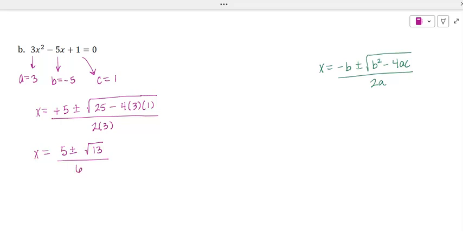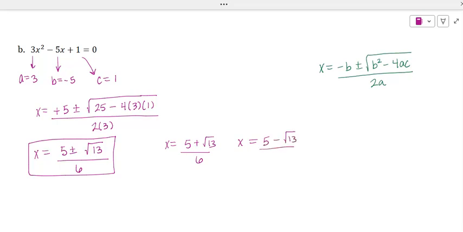We can't simplify this anymore, so we can write this as our final answer. There are two answers. I've combined them into a single answer. One of our answers is 5 plus the square root of 13 over 6, and the other answer is 5 minus the square root of 13 over 6.